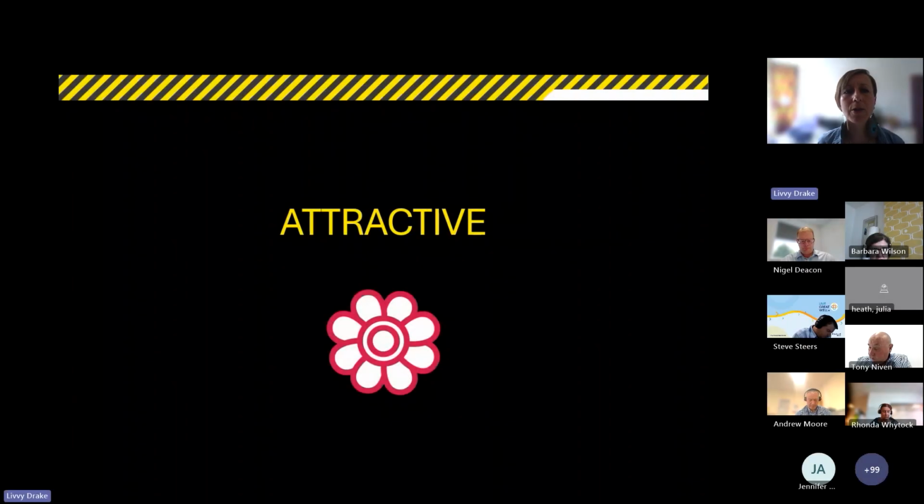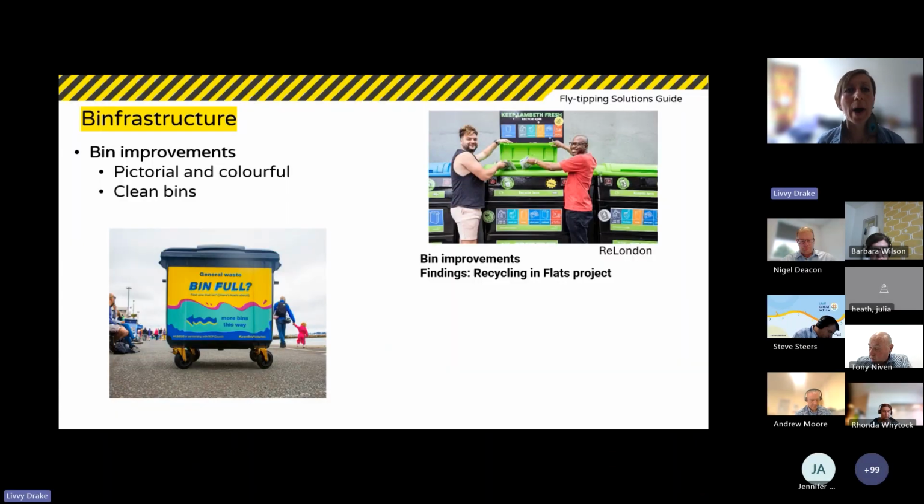So how do we make things attractive? Well, we make bins colourful and visual, as I mentioned before. These bins, not directly a social housing example, but on the beaches of Bournemouth, the bins that had a colourful vinyl were used, and there was less littering in these areas than around all the rest of the bins along the seafront that were just big black 1100s.